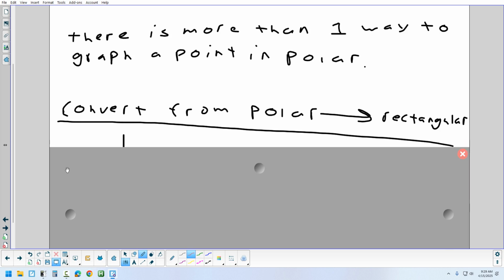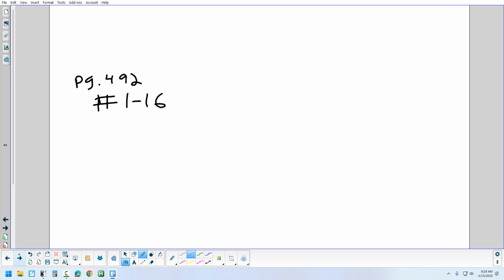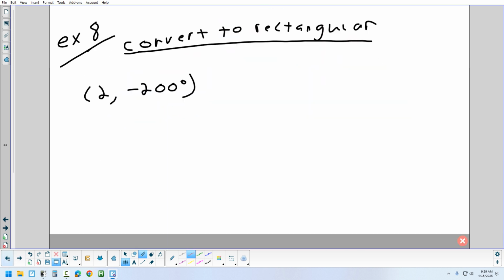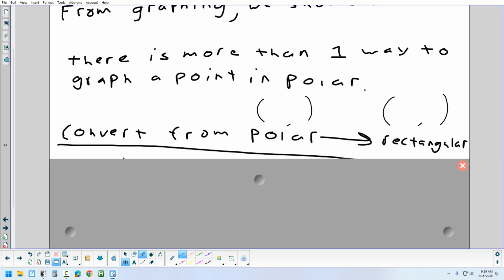So how do we change from polar to rectangular, and then rectangular to polar, and that's it. So let's start with polar to rectangular. First thing we want to make sure we understand is, what do they give you in polar? What do they want you to figure out? In polar, what are the 2 things called that they give you for a coordinate? They give you the r and they give you the theta.